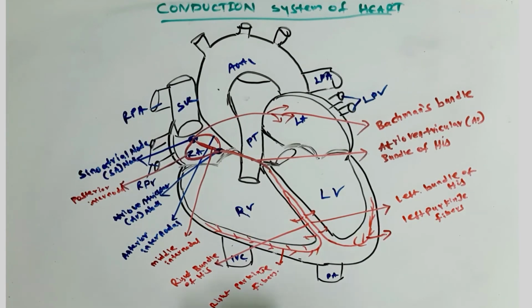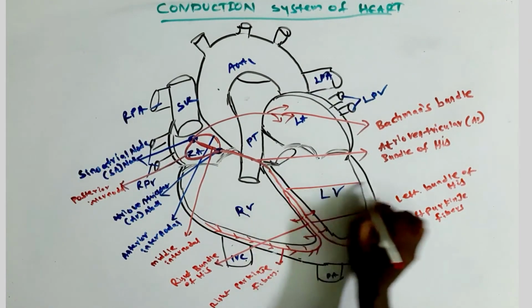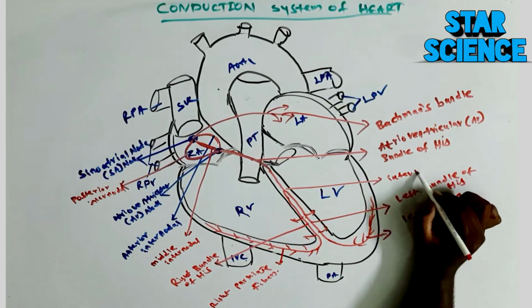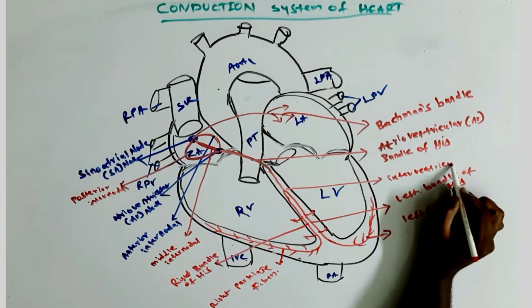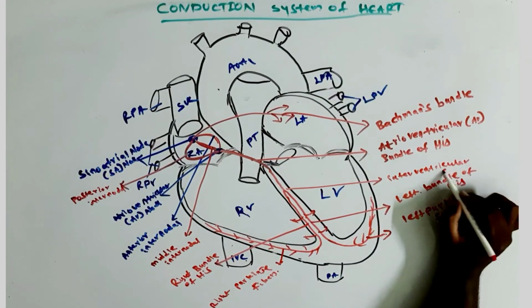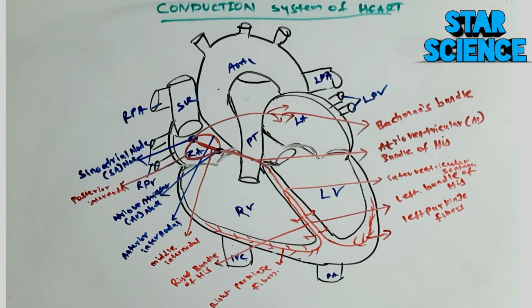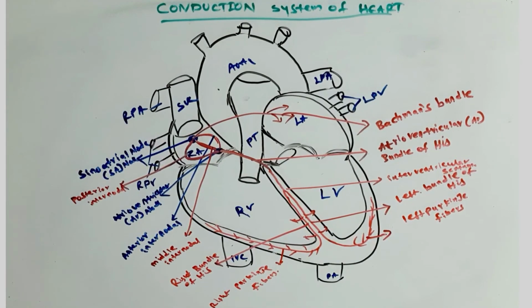When it is not working properly, a pacemaker is artificially placed. It is surgically inserted into the heart, where it does all the work. So this is the main thing we have to remember, particularly the conduction system of the heart.